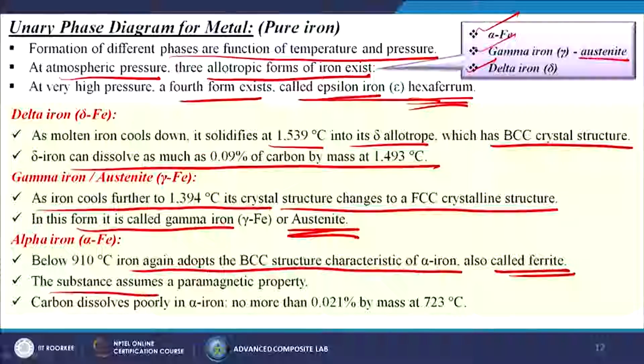The substance assumes paramagnetic property. Carbon dissolves poorly in alpha iron, no more than 0.021% by mass at 723 degree centigrade. So, you see one single material at different temperatures, just by changing the temperature or pressure, behaves like different materials.